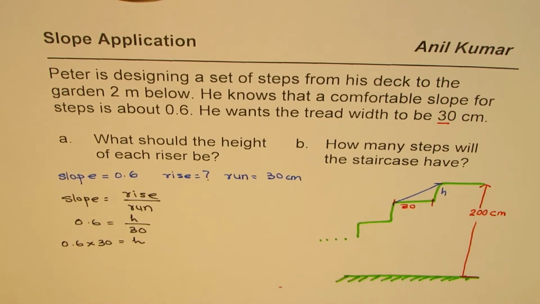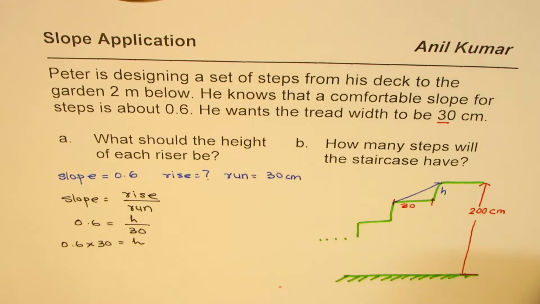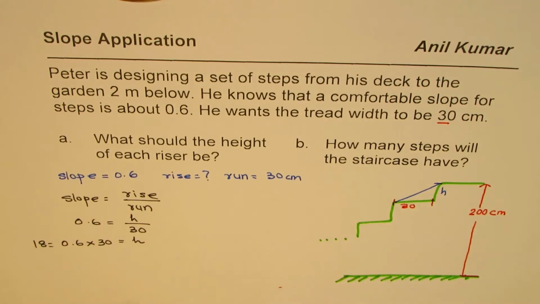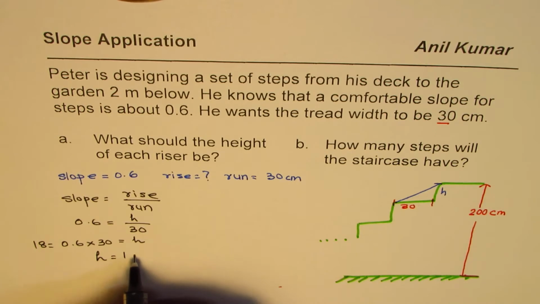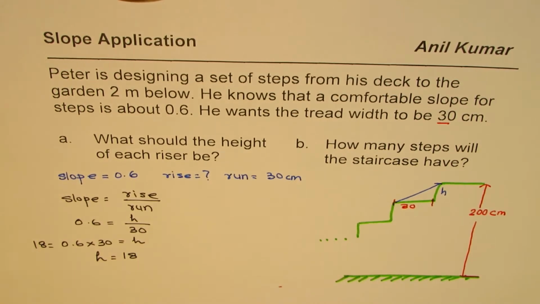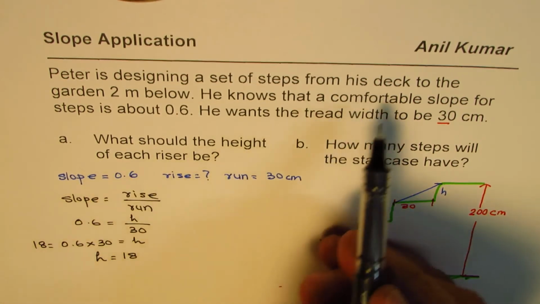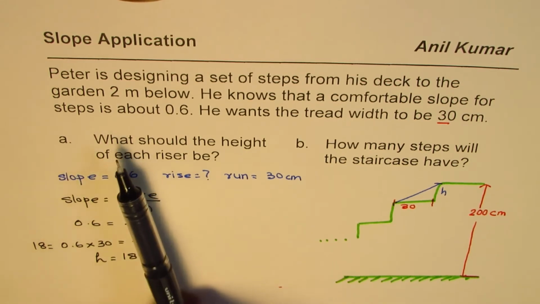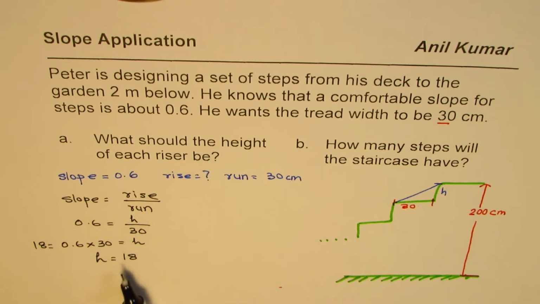Let's use the calculator. Let's multiply this. 0.6 times 30 equals 18. Right? So we get 18 as our height. So now the height for each step is 18. Correct? So we have a height of 18, and this height gives you a slope of 0.6, which Peter wants. So the answer for part A, what should the height of each riser be, is 18.